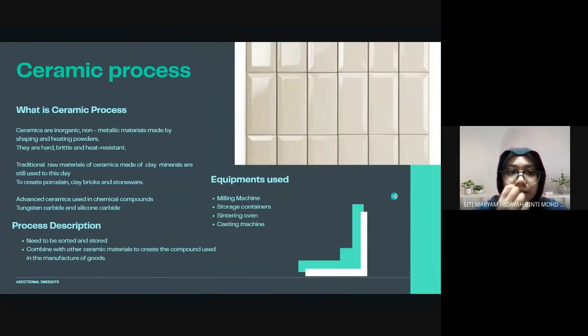So the next one is the ceramic process. What is the ceramic process? Ceramics are inorganic, non-metallic materials that are made by shaping and heating powders. They are hard, brittle, and heat resistant.